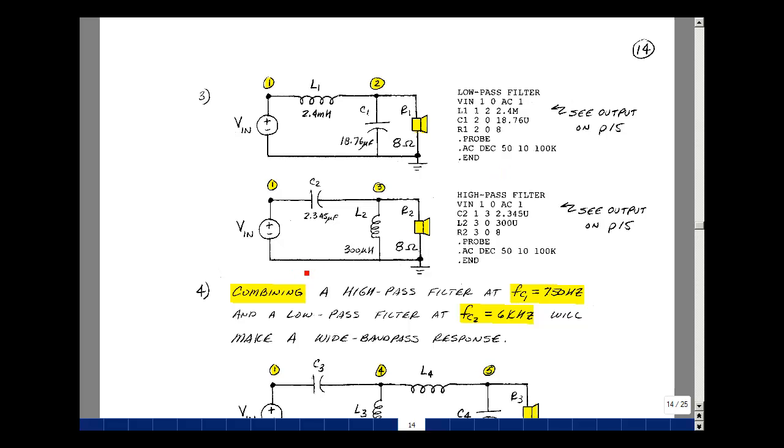For my high pass circuit, my capacitor is between 1 and 3, and my L and R are between 3 and ground. We'll again treat the speaker as if it's 8 ohms. Remember that the impedance is changing with frequency. Take a look at the next page for the output.